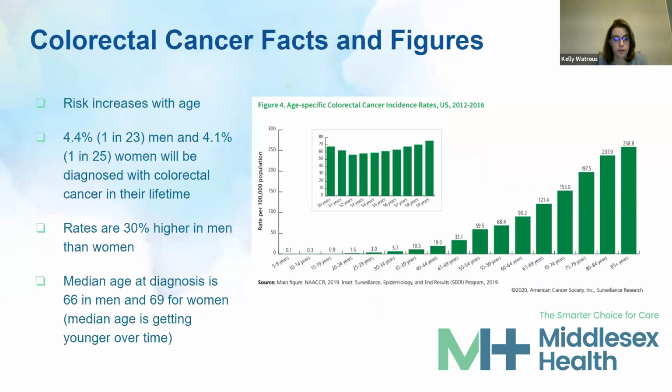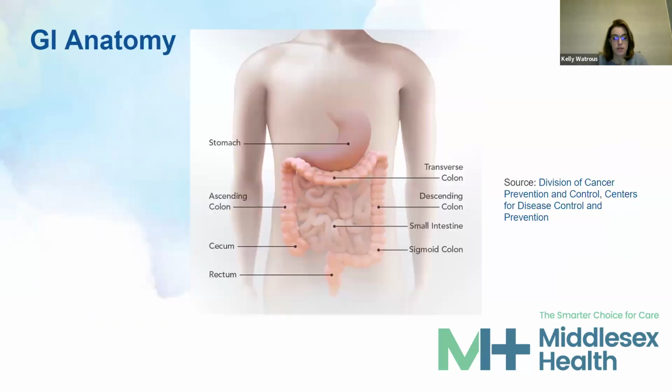We wanted to start with some GI anatomy. Your intestines include your small intestine and your large intestine, and the colon specifically refers to the large intestine. The colon itself has several parts, which you can see labeled here, and it's important to note that polyps and cancer can develop anywhere along your colon. So when you go for a colonoscopy, a scope is passed through the rectum and all areas of the colon are checked.